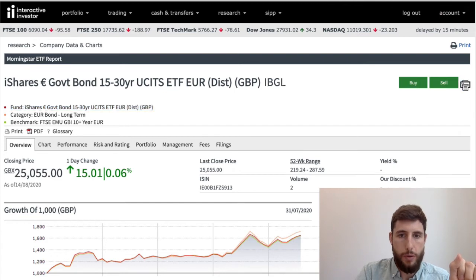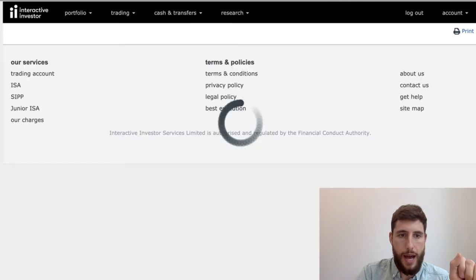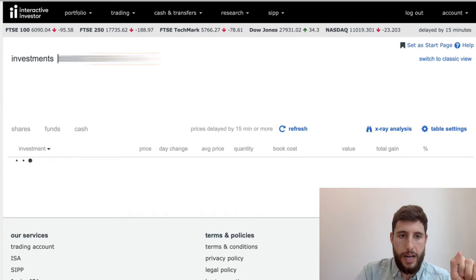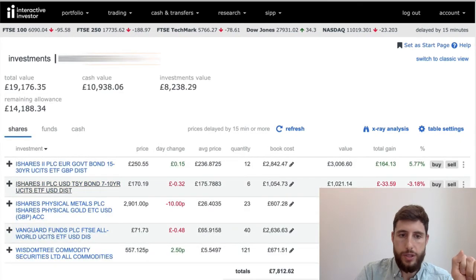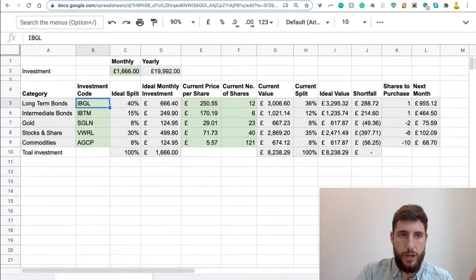All right, so we found the code for that. You just go back. And then you would just click on the next one and be able to find the code for the rest. So put in your codes for your investments.